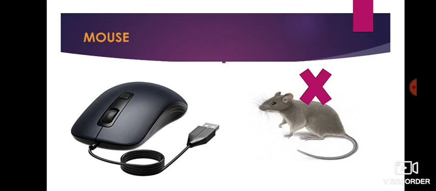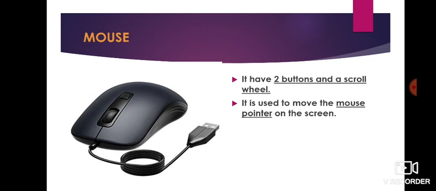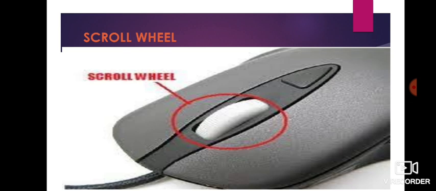Next is the mouse. Don't compare it with the mouse in your house that eats your food and spoils things. It is a computer mouse. A mouse has two buttons and a scroll wheel. How many buttons? Two buttons. A mouse has two buttons and a scroll wheel. Look at the picture here. You can see a small wheel between the two buttons of the mouse. That small wheel is known as the scroll wheel.